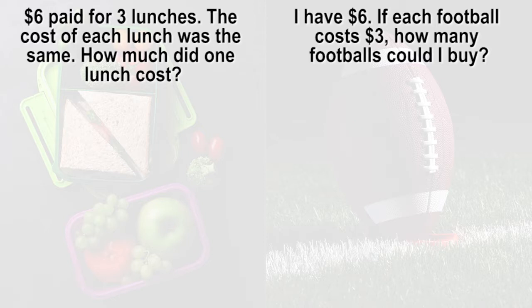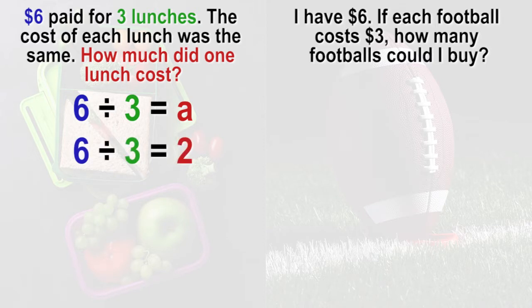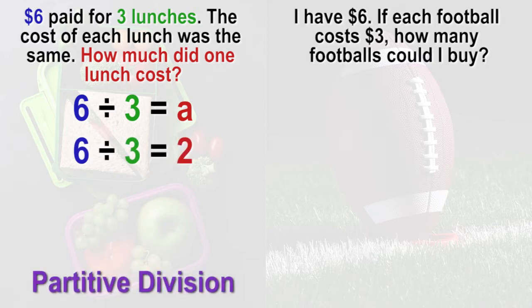The first problem represents $6 divided by or shared with 3 lunches, so each lunch costs $2. This is the partitive interpretation of division because we know the number of groups or number of parts, the 3 lunches. The cost of each lunch is unknown.